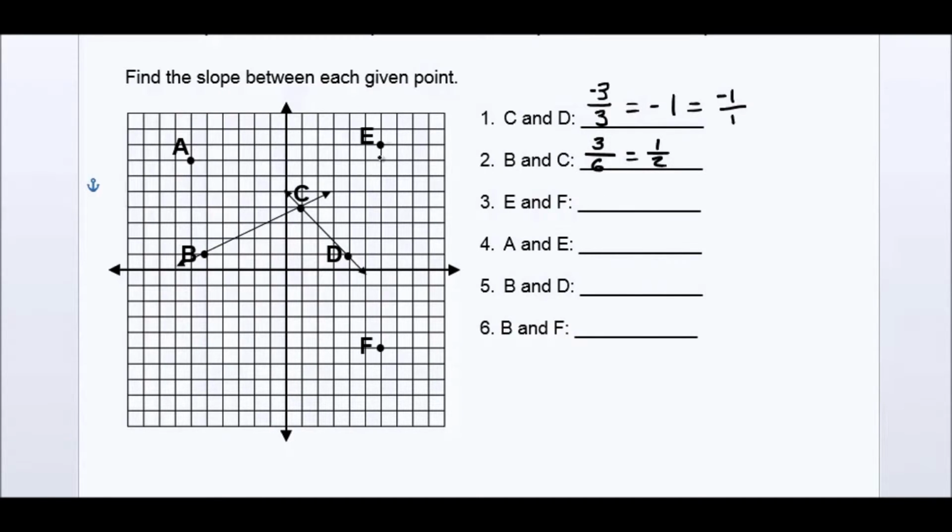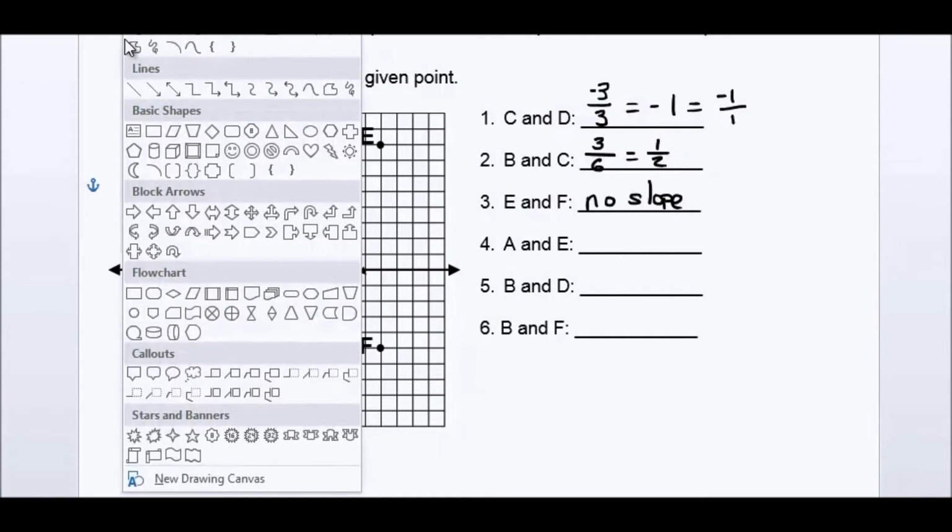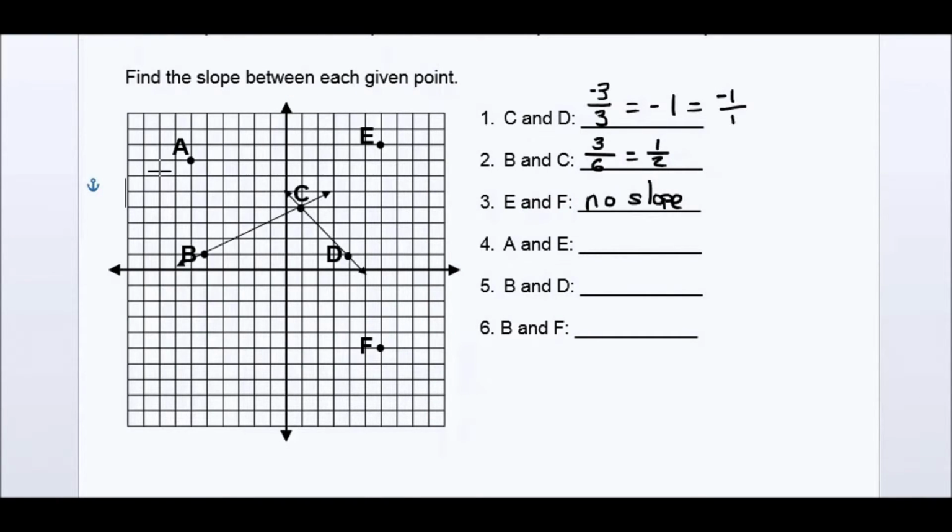Let's do EF. EF, that's easy. It's a vertical line. We don't have to draw a line to figure that out. We know that if it's a vertical line, we could say no slope, or you could say undefined, or does not exist. What about A and E? Looks like that is a line, so I'm going to go ahead and draw that just to help us out.